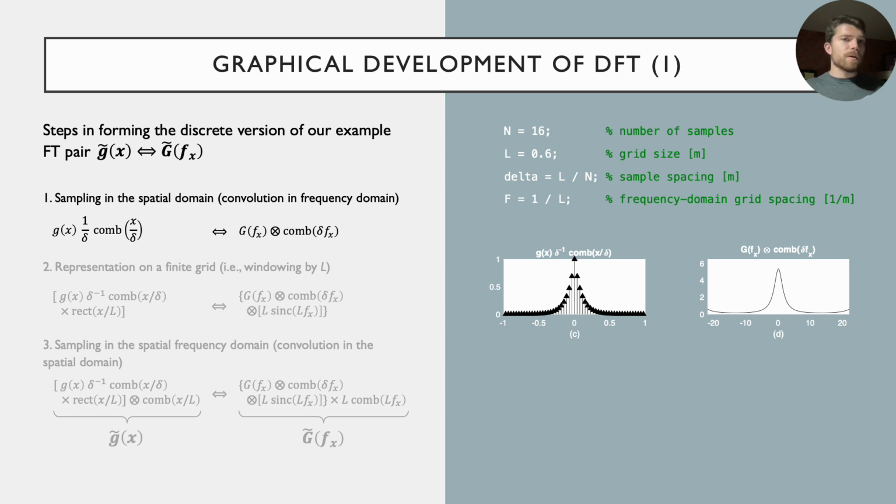In this first example, we're planning on taking a DFT with 16 samples and a grid size of 0.6 meters, which produces a sample spacing in the spatial domain of 3 3/4 centimeters. In the figures that are shown in the text and reproduced in MATLAB on this PowerPoint, we've extended the sampling to show what is happening to our continuous functions, little g and big G, as we perform the three steps needed to produce our discrete versions of our Fourier transform pair.